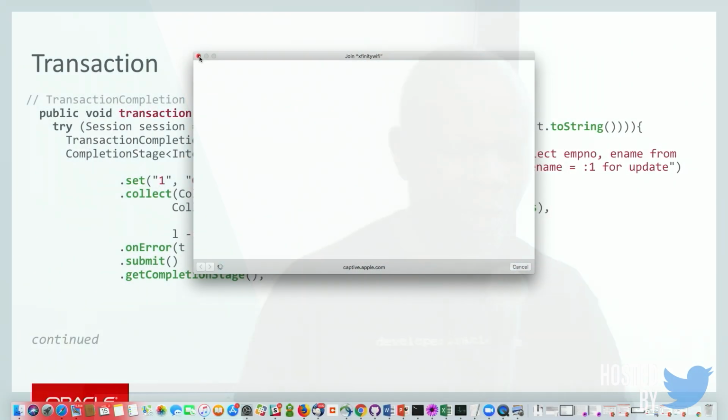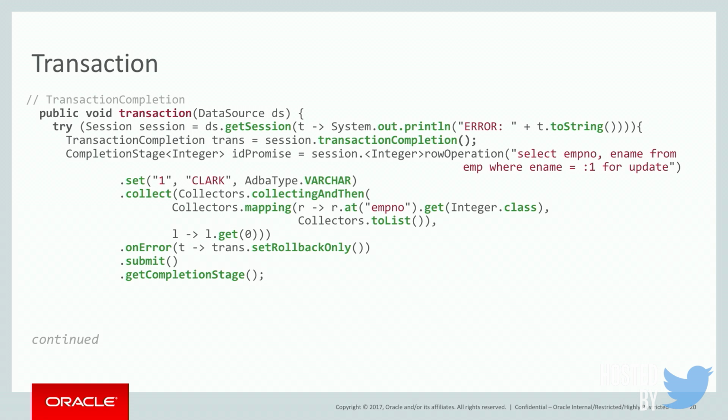So that's what the trans is. Trans here is a transaction completion mechanism. Okay, so this is a transaction completion, and it's a flag. And we're going to set the flag depending on the outcome of the different executions of the different operations that make up the transaction.